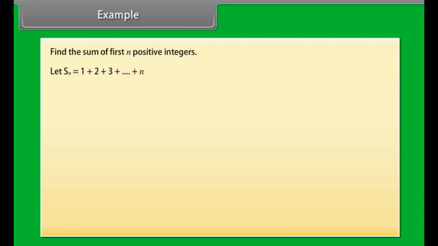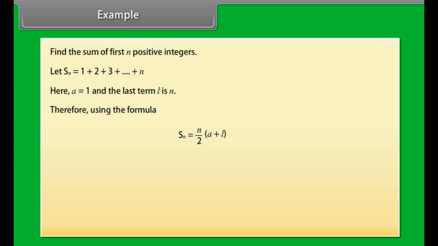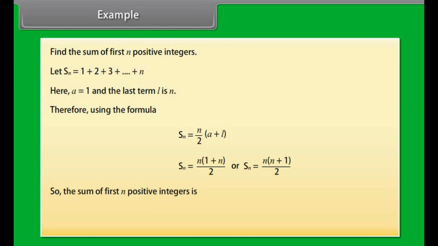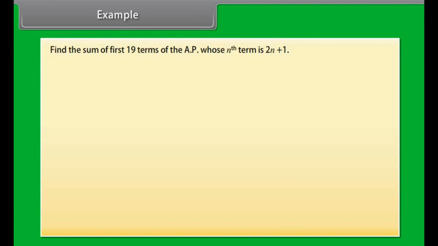Find the sum of first n positive integers. Let Sn is equal to 1 plus 2 plus 3 plus and so on plus n. We can see that here a is equal to 1 and the last term L is n. Therefore, using the formula Sn is equal to n upon 2 into (a plus L), we get Sn is equal to n into (1 plus n) whole upon 2, or Sn is equal to n into (n plus 1) whole upon 2. So, the sum of first n positive integers is Sn is equal to n into (n plus 1) whole upon 2.